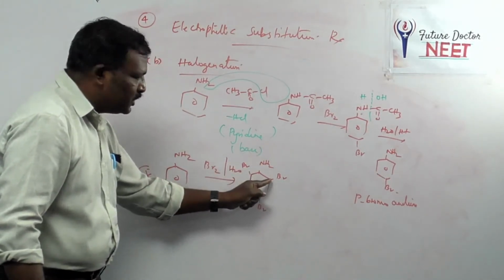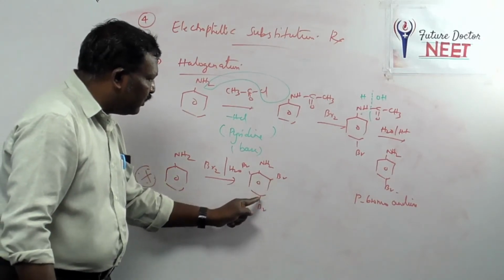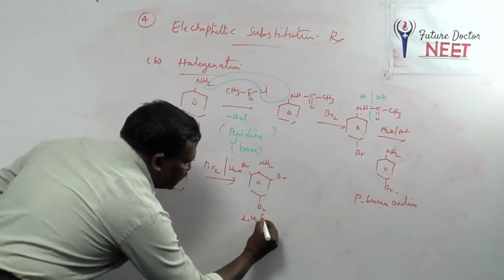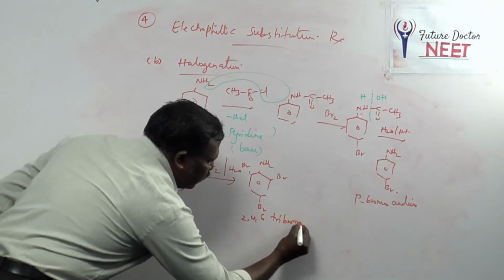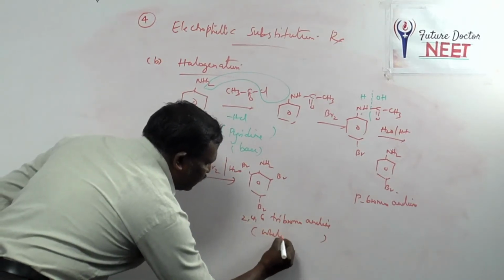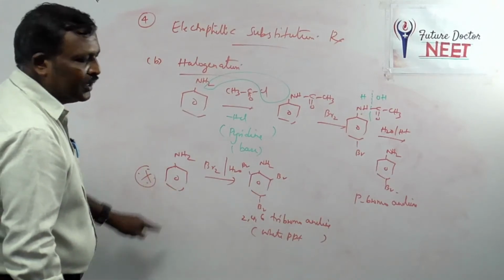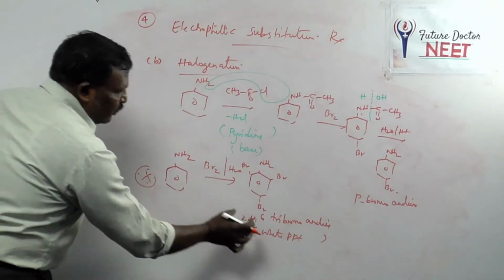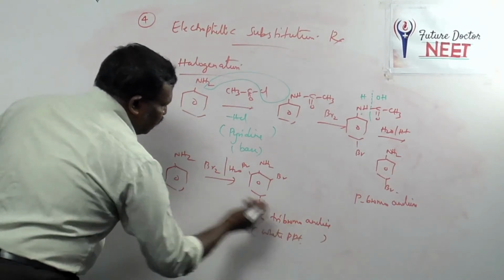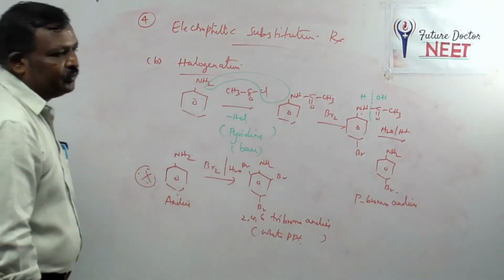Now positions 2, 4, 6 have bromine. 2, 4, 6 tribromoaniline. It's a white precipitate. This sometimes we can also say is the test for aniline. Aniline gives a white precipitate with bromine water. It's also important, just write it.